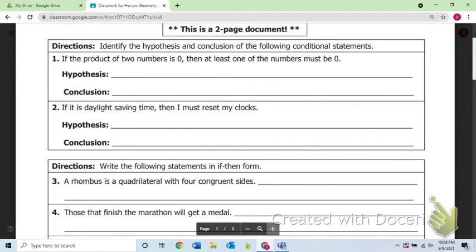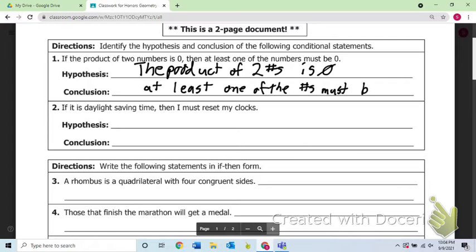So number 1 says, if the product of two numbers is 0, then at least one of the numbers must be 0. So we know that the hypothesis is the if part. The product of two numbers is 0, because that was our if, right? And then that's our conclusion. That cues us in that it's our conclusion. Then at least one of the numbers must be 0. That's it. So that's just separating the hypothesis and the conclusion.